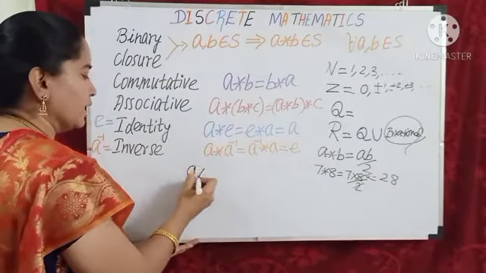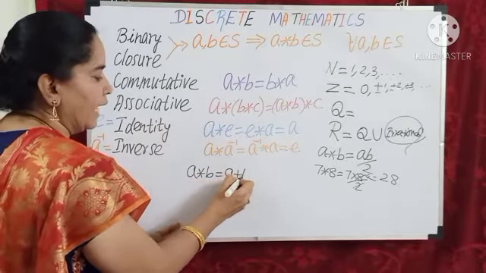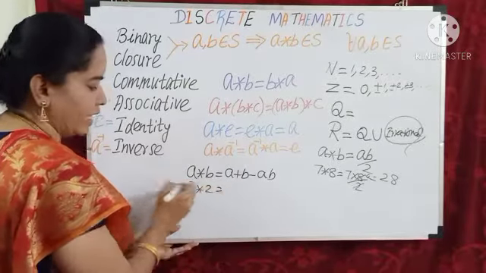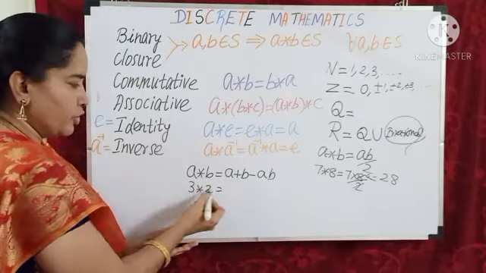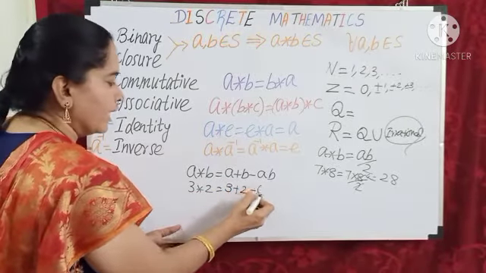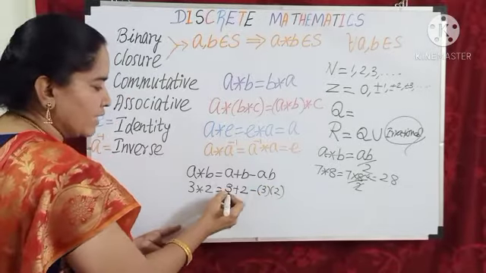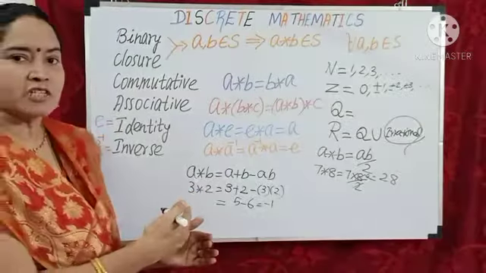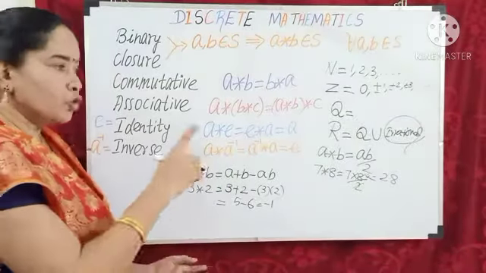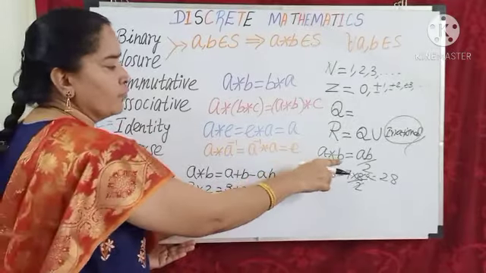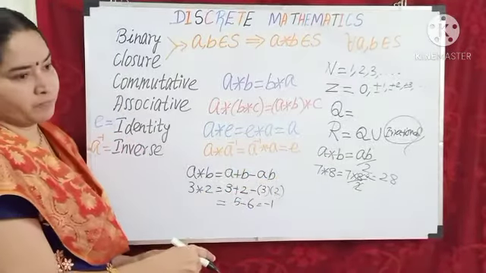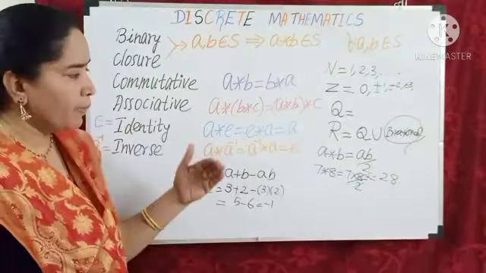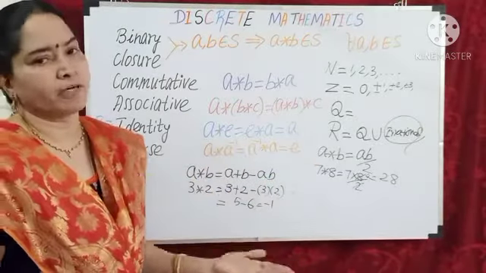They can also give it this way. A star B is A plus B minus AB. Find out what is 3 star 2 in this case. Wherever A comes, put 3. 3 plus 2 minus 3 into 2. My answer is 5 minus 6, that is minus 1. So the operation changes from question to question. You will be applying, in the place of A and B, whatever numbers they give. This is not our usual addition or multiplication. Depending on the question, star will differ.